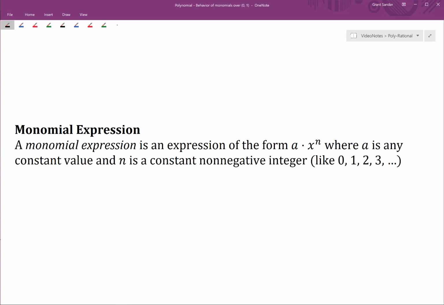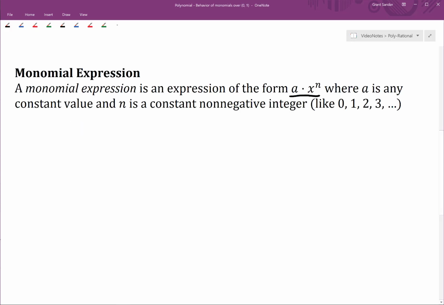In this video, we will look at the behavior of monomial expressions for values of x between 0 and 1. So recall that a monomial expression is an expression of the form a times x to the n, where a is any constant value and n is any constant non-negative integer. So let's look at an example.